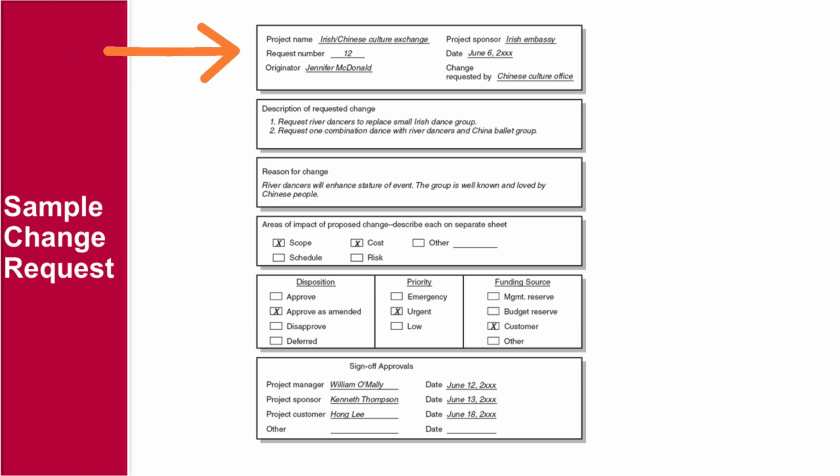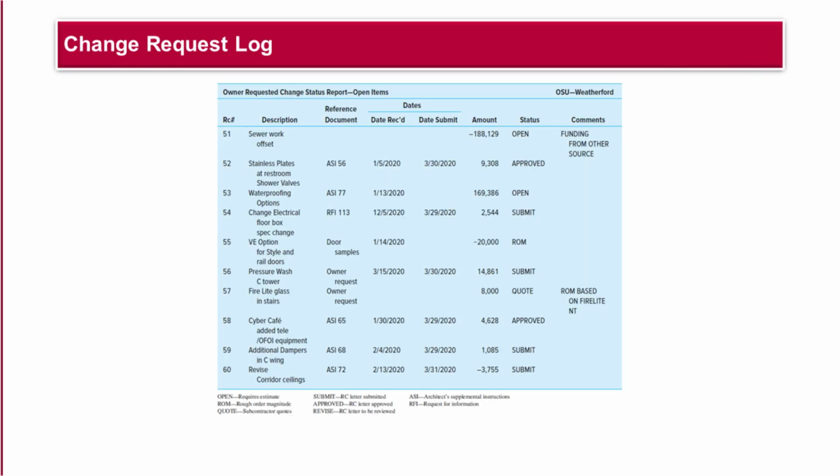These forms typically include a description of the change, its potential impact on scope, schedule, and cost, and defined review and approval paths, along with a tracking log number. An abridged version of a change request log for a construction project is presented in this figure. These logs are used to monitor change requests.